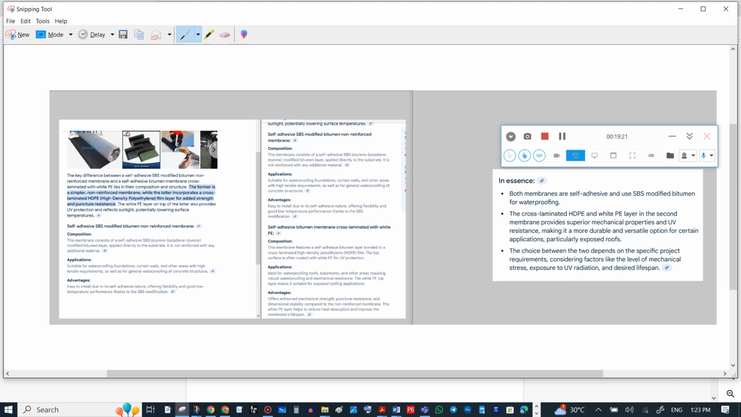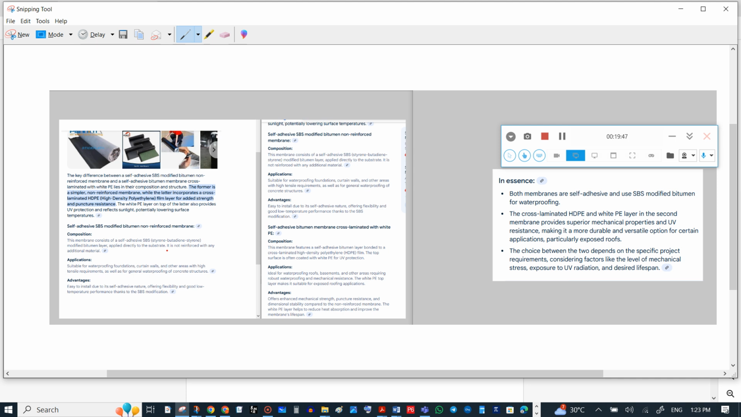Also for UV protection, it reflects sunlight and lowers surface temperatures. What is SBS? That is styrene butadiene styrene, that is its full form. Both are SBS modified bituminous layers applied directly to the substrate. Both are mentioned here.